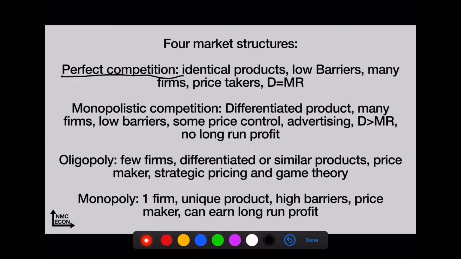Perfect competition is a market where we have identical products, low barriers to entry, many firms. They're all price takers, and demand equals marginal revenue. A great example of perfect competition is most agricultural markets and commodity markets.